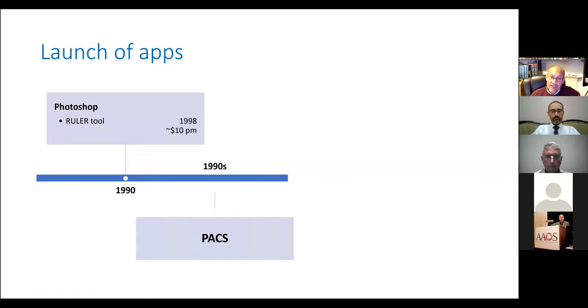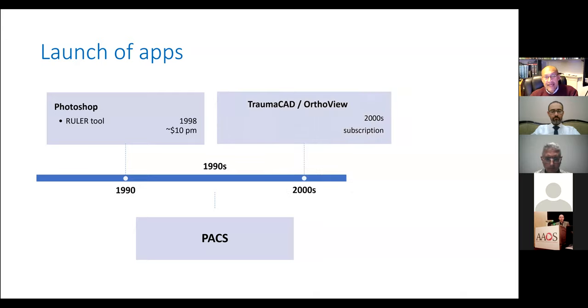And obviously this prompted entrepreneurial companies to produce software. Examples for deformity analysis are TraumaCAD, OrthoView, but there are many more now on the market since the early 2000s that allow you to template for arthroplasty surgery, for deformity analysis, for limb reconstruction. So now we are moving from the analog feel of drawing lines on X-rays and taking tracings of bone outlines into the digital domain, where we're now working entirely using software and digital images on computers.